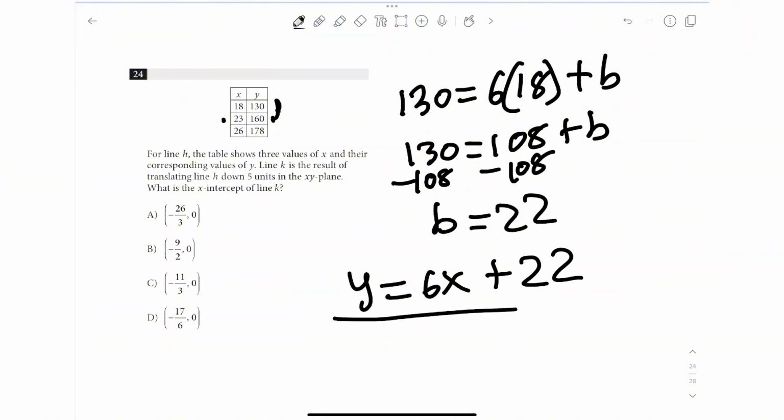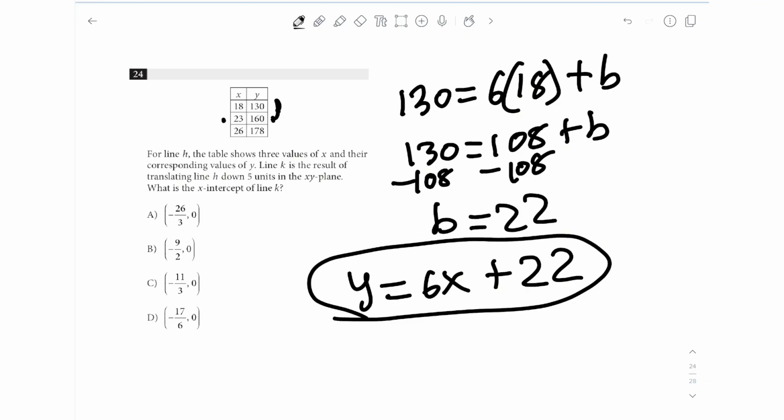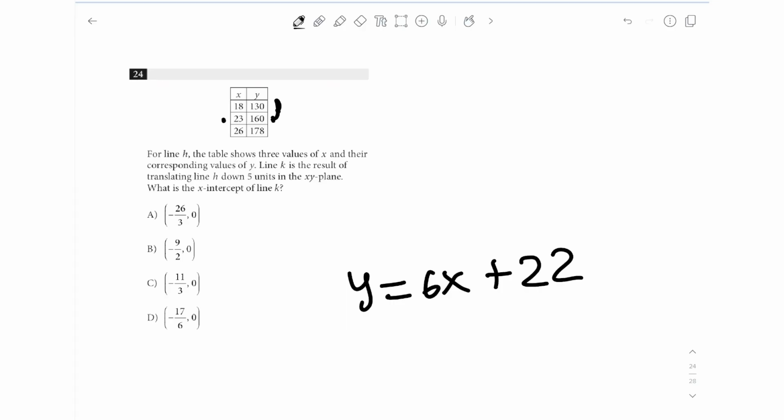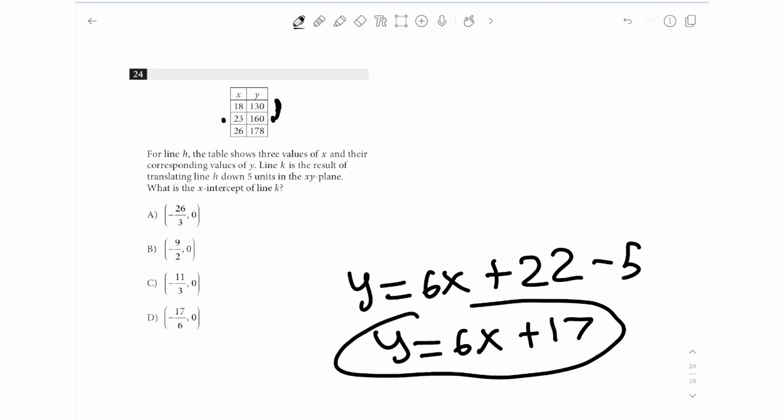The equation for line H is y equals 6x plus 22. I'm going to clean up so we have some more room again. Now that we know what line H is, if we need to translate it 5 units down to find line K, all we need to do is just subtract by 5 on the end there. So that's just going to be y equals 6x plus 17. So line K is y equals 6x plus 17.